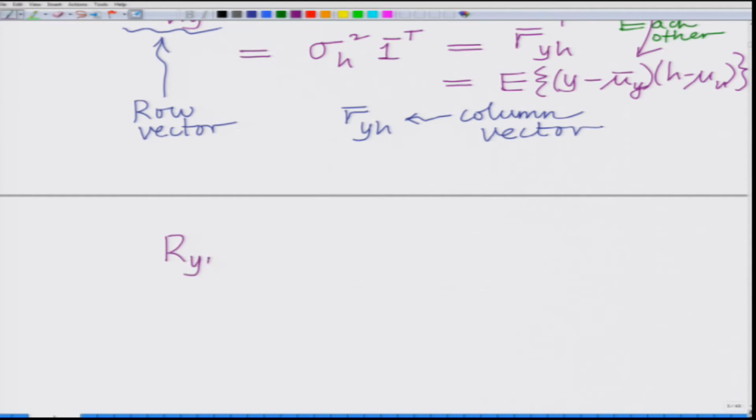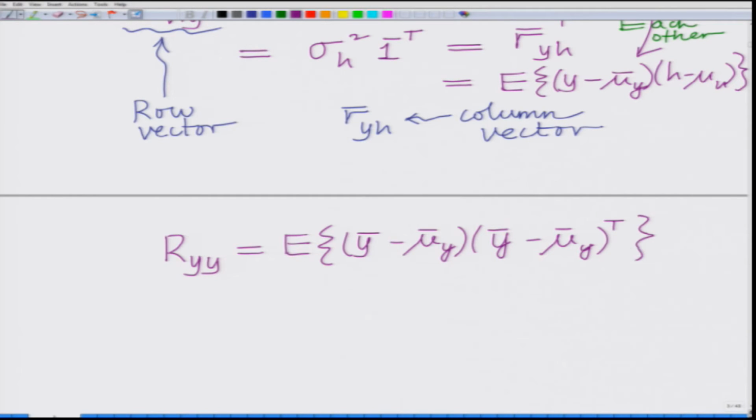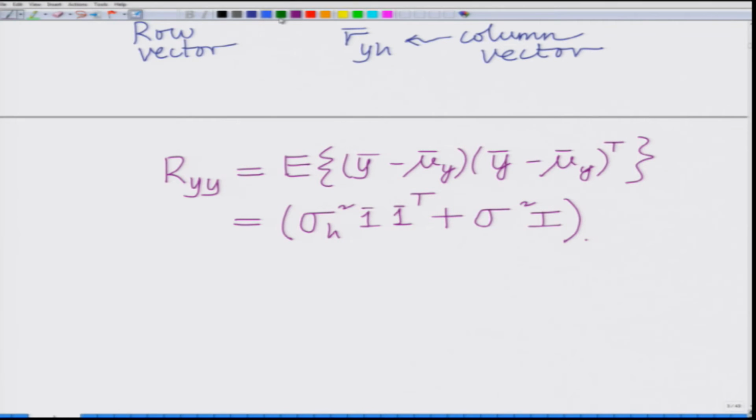Now, we have one more quantity, remember, the covariance of y, r y y. This is going to be a matrix, the expected value of y bar minus mu bar y into y bar minus mu bar y transpose, which we already derived as sigma h squared 1 bar 1 bar transpose plus sigma squared times identity. This quantity is the covariance matrix.